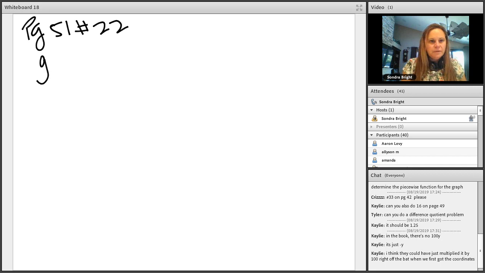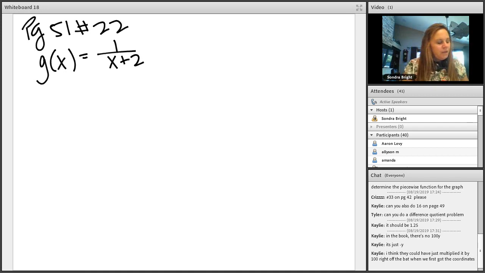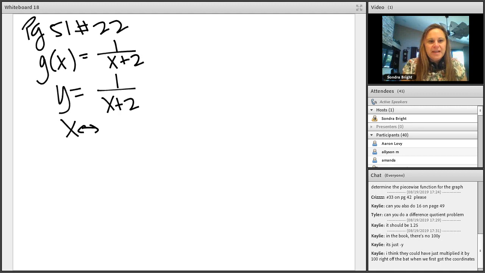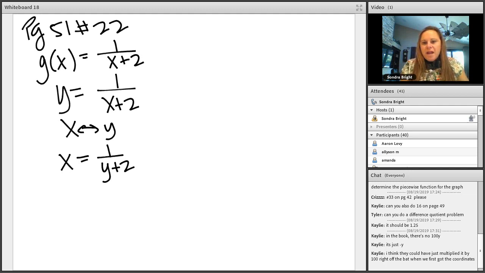Find the inverse function. Okay, so if g of x equals 1 over x plus 2, find the inverse function. Restrict the domain of the original if necessary. I don't think that's necessary. Okay, I'm going to replace g of x with y. I'm going to switch my x and my y. And then I want to solve for y. So you need y by itself on one side of the equal sign, right? And everything else on the other.